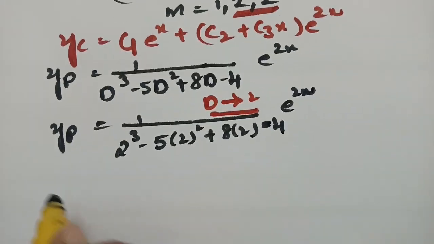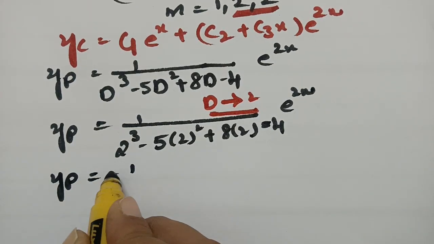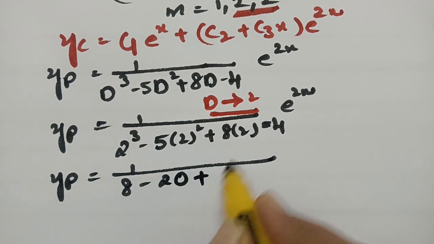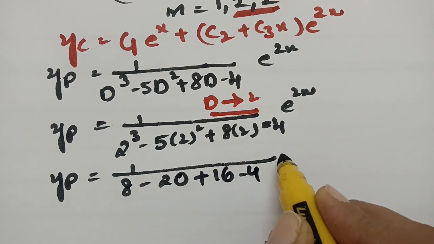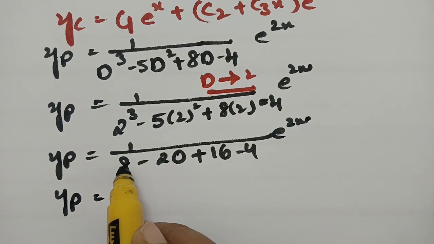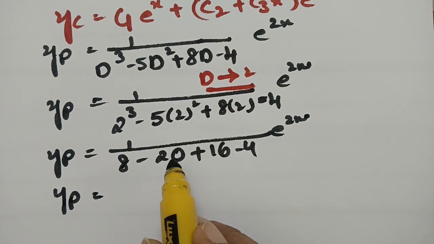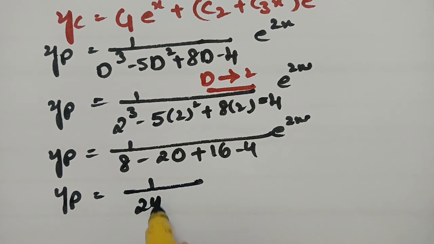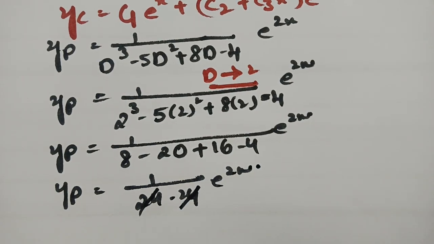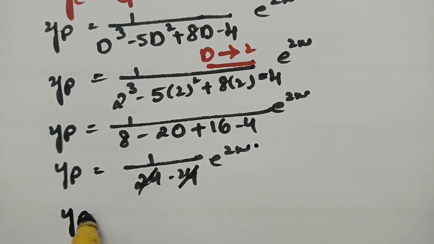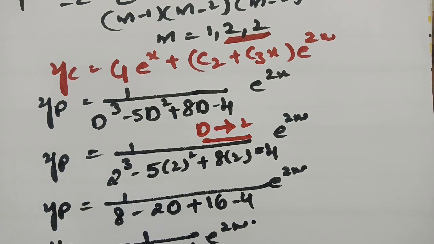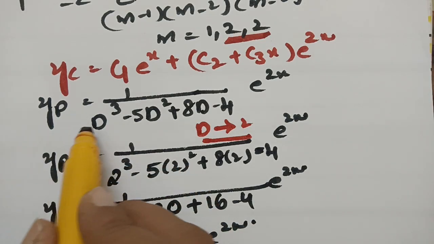So here yp value is going to become, this is 8 minus 4 5s are 20 plus 16 minus 4 into e power 2x. So if you observe this one, this value is 24 minus 24, into e power 2x. Now the denominator is going to get cancelled here. So we have to go to the previous step here, after substitution, this is the previous step.